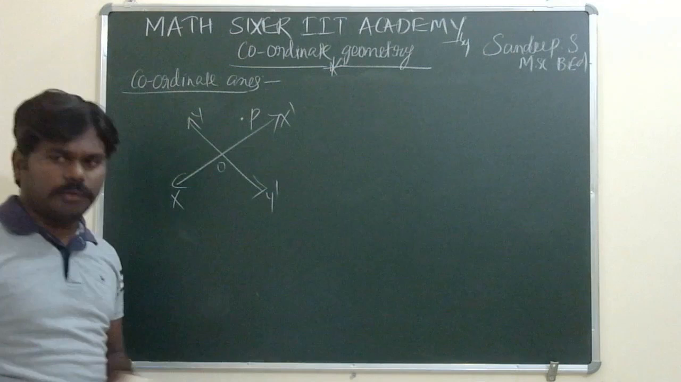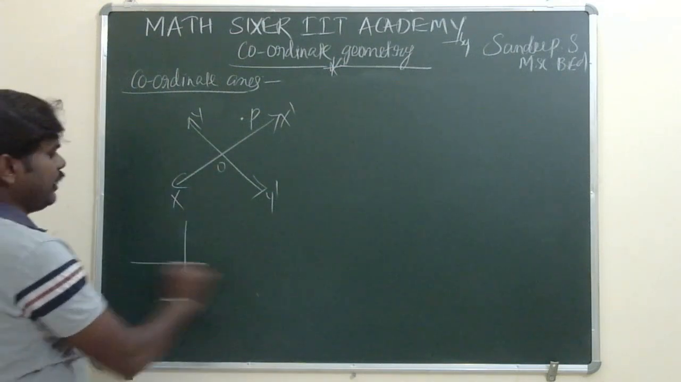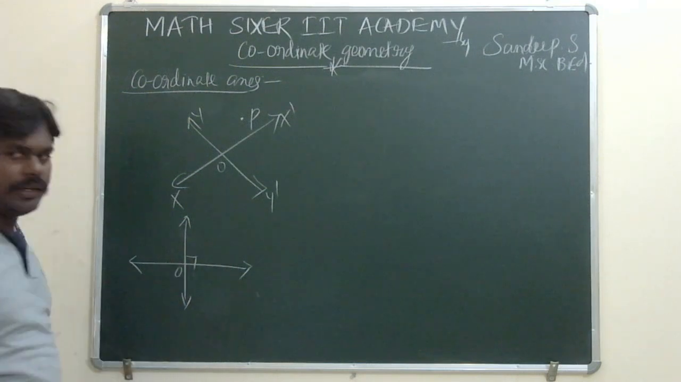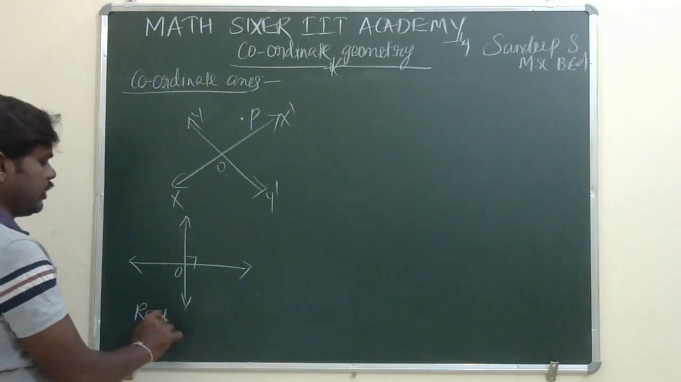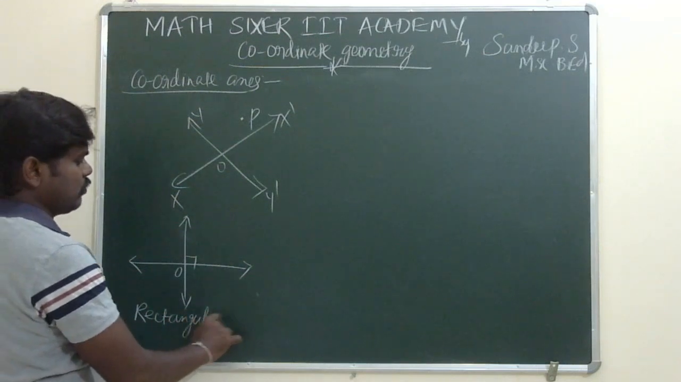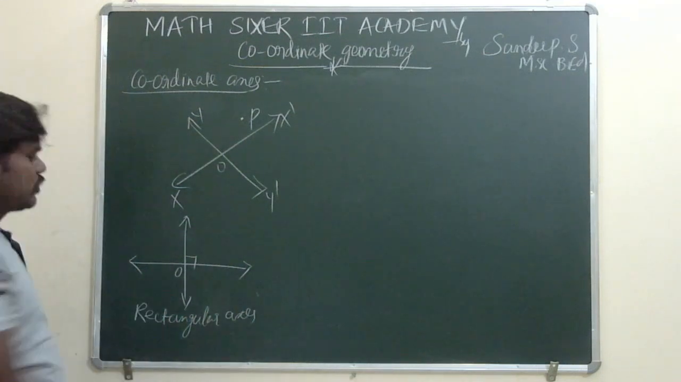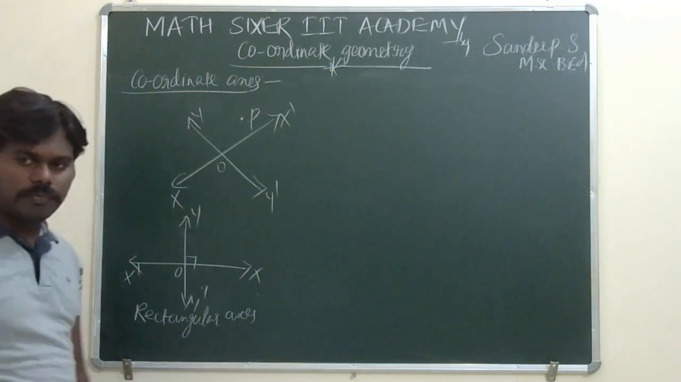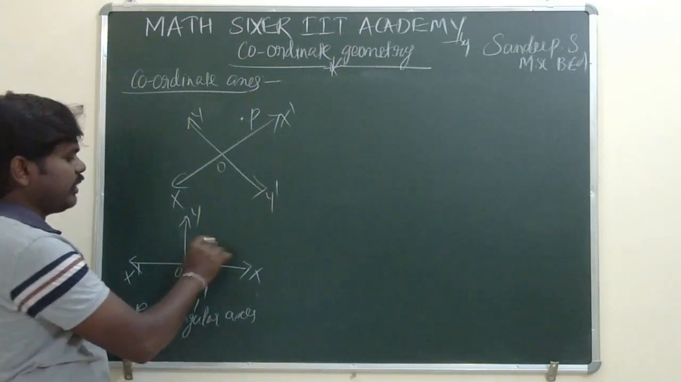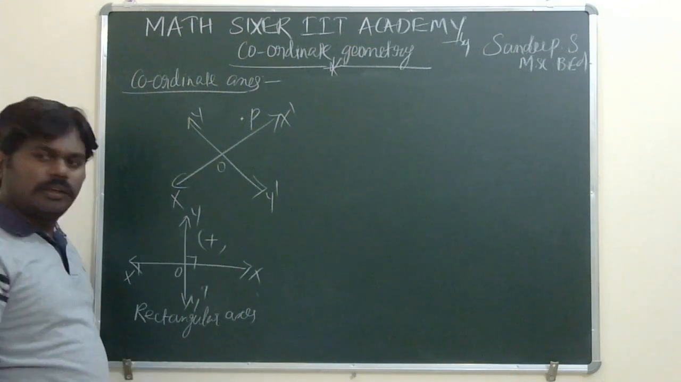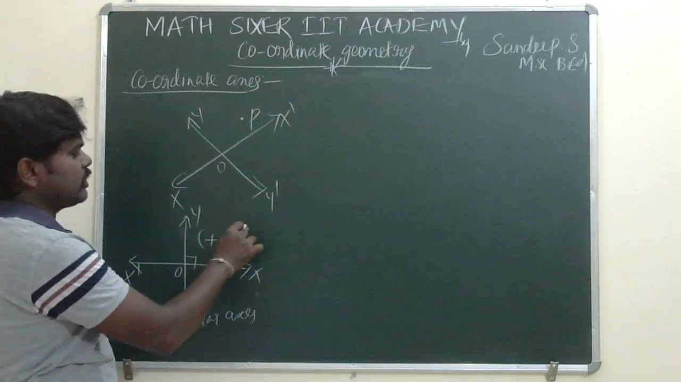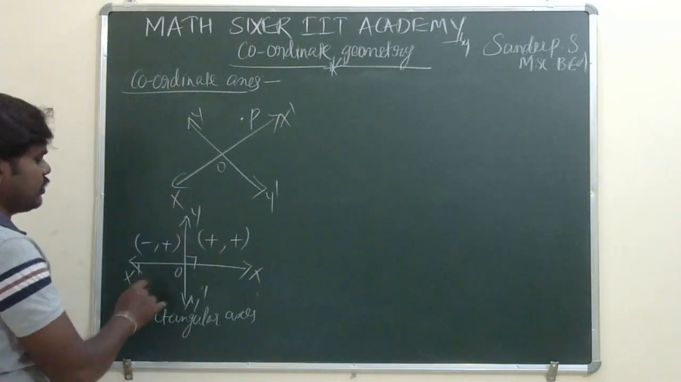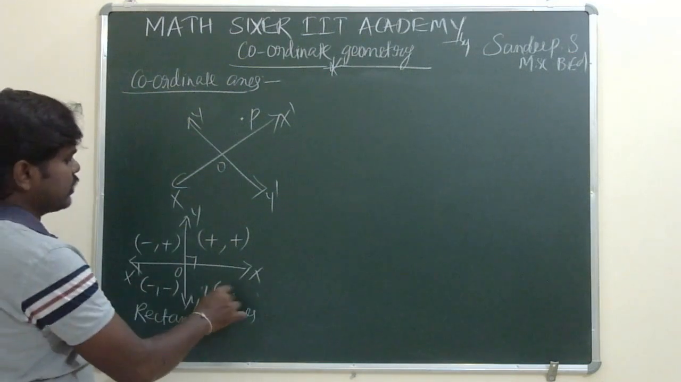When these coordinate axes are intersecting at 90 degrees, the coordinate axes are called rectangular axes. Here it is x dash and here y dash. The right side of the x axis will take positive values, and above the x axis, along the y axis, will take positive values, and here will take negative values, and here positive values, and here negative, and also negative, and here positive and negative.